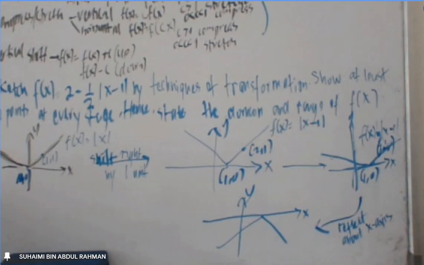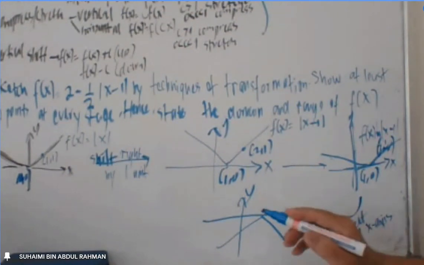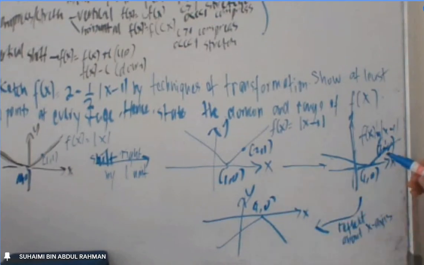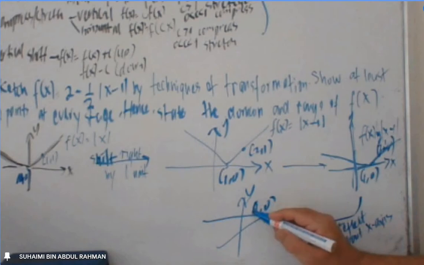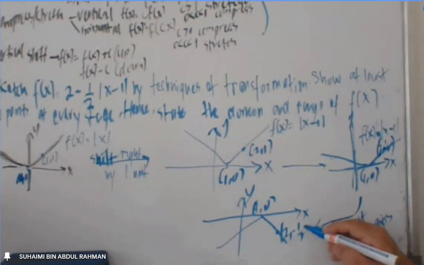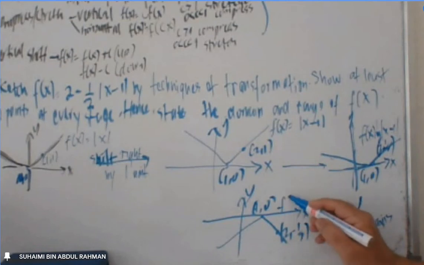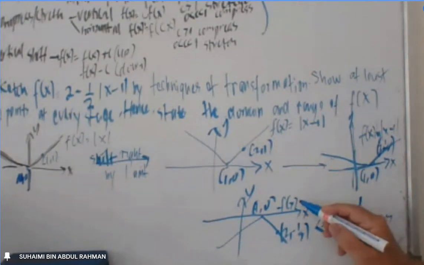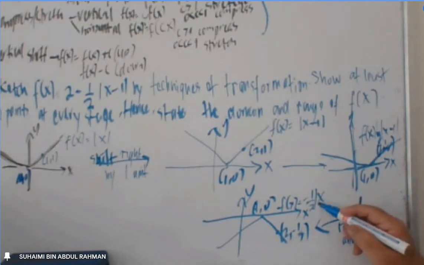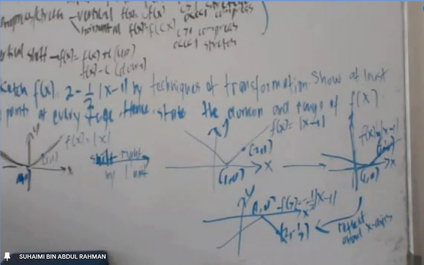Where will the point (1, 0) go? Because we want to know the movement of the points. It stays (1, 0). The point (2, 1/2) will go to which point? Negative 1/2, so (2, negative 1/2). And what is our new function now? Our new function is negative 1/2 absolute value of x minus 1.